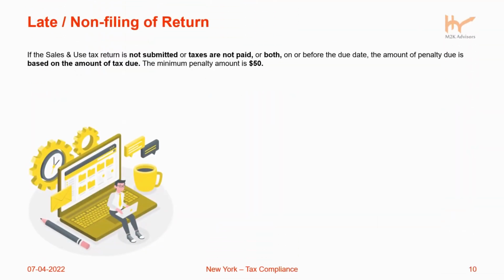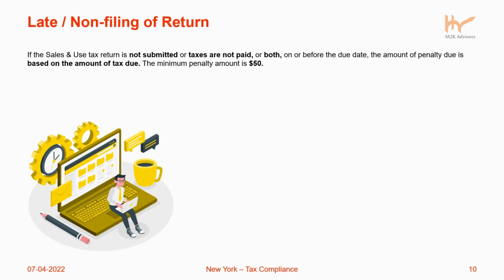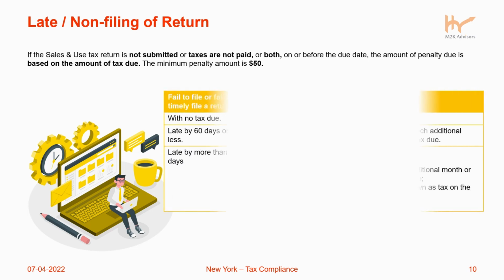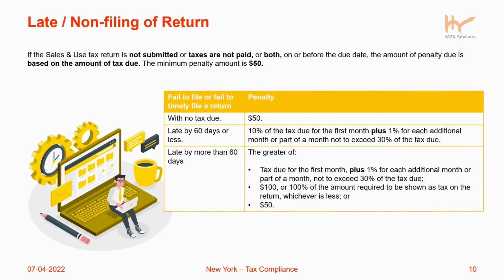Late non-filing of return. If the sales and use tax return is not submitted or taxes are not paid, or both, on or before the due date, the amount of penalty due is based on the amount of tax due. The minimum penalty amount is $50. Fail to file or fail to timely file a return with no tax due.